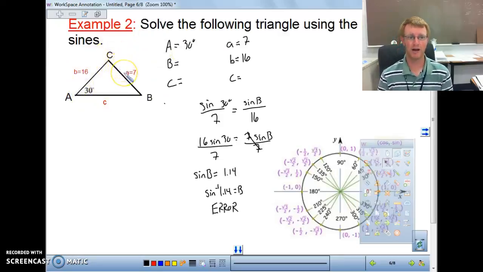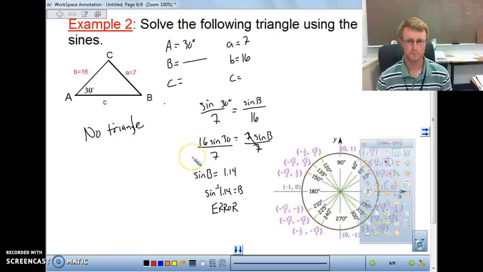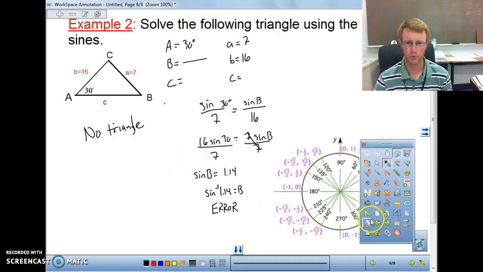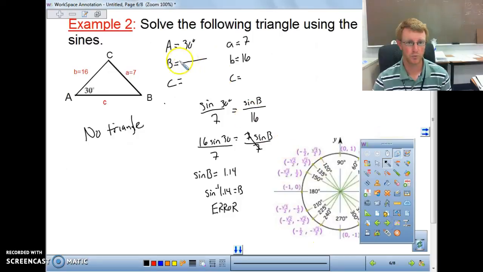We can't just randomly put whatever side lengths we want and all of a sudden come up with a triangle every single time. So in this case, because we got an error for B, we're going to say that there is no triangle that satisfies this. So the first example we got two solutions. One of the solutions didn't work because it put us greater than 180 degrees in our triangle. The second one, we didn't even get an angle, so we have no triangle.